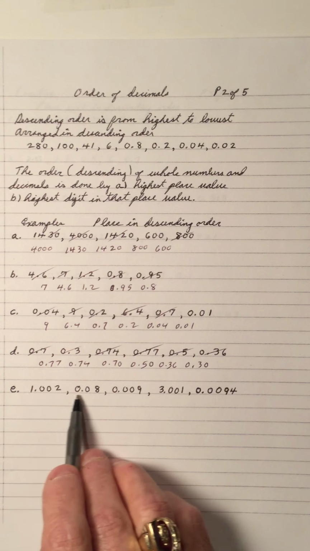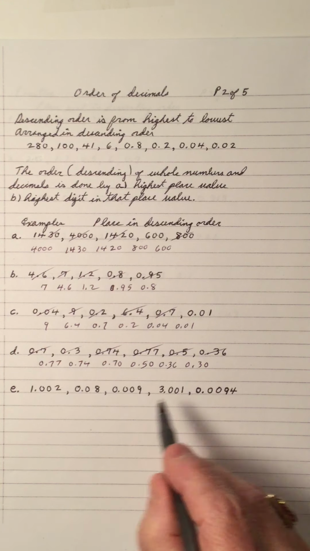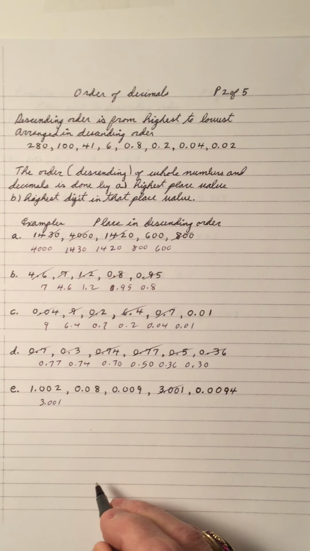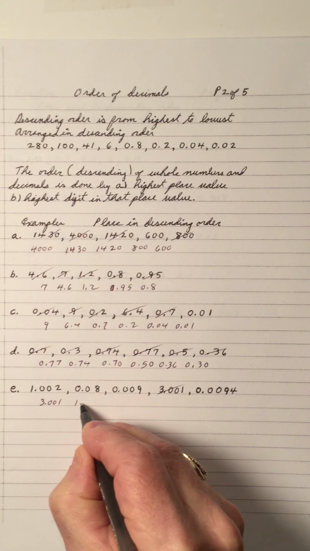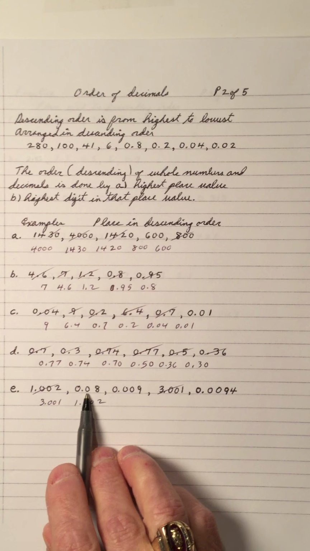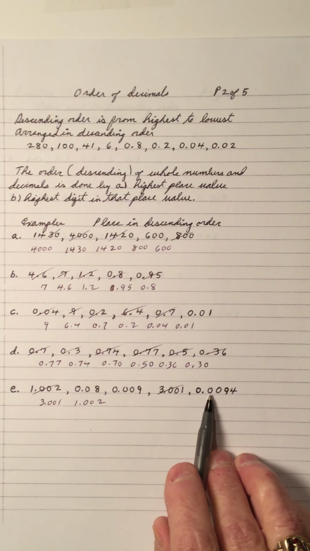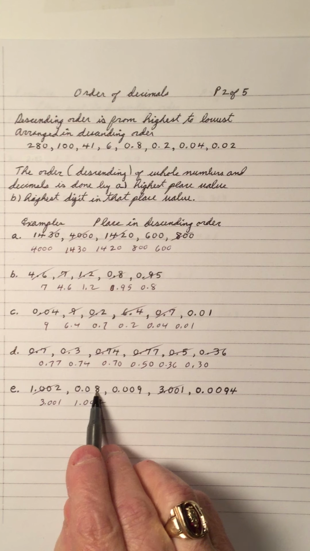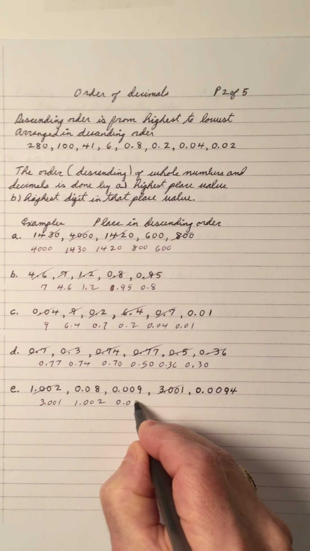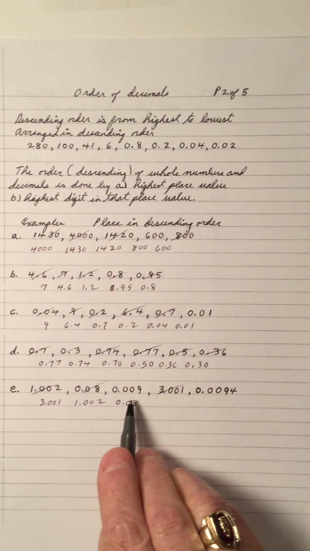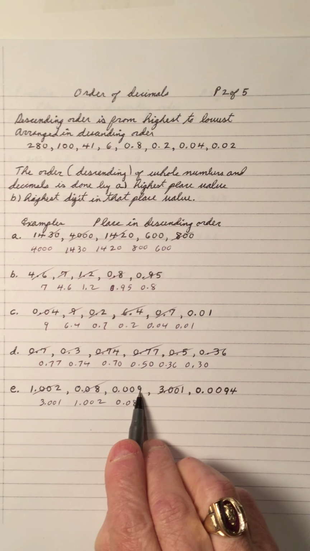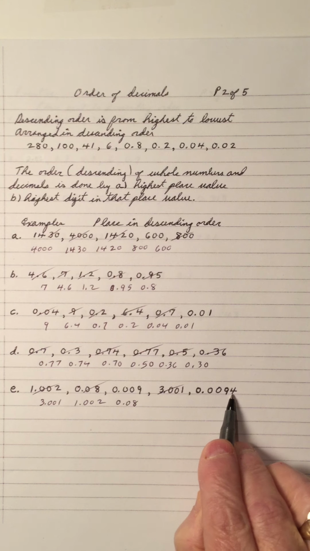E, we have a 1s and a 3. So the 3.001 is the highest, and 1.002 is the next. And let's, any 0 tenths, 0 tenths, 0 tenths, they're the same. And we have 800ths, no 800, no hundreds, no hundreds. So 0.08 is next. And we have, let's see, 9 thousandths and 94.